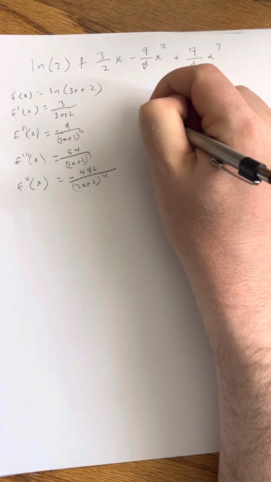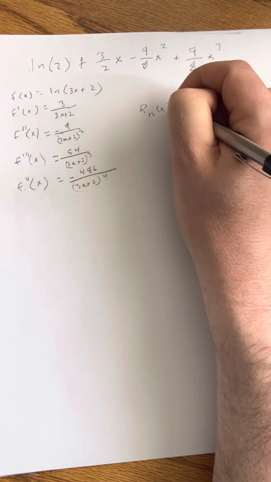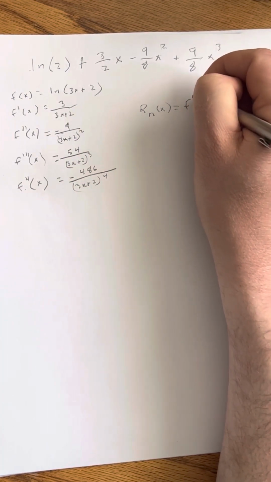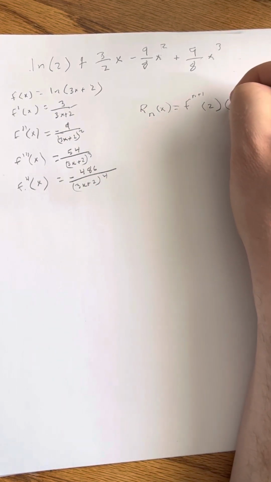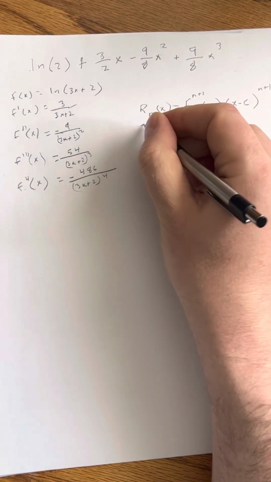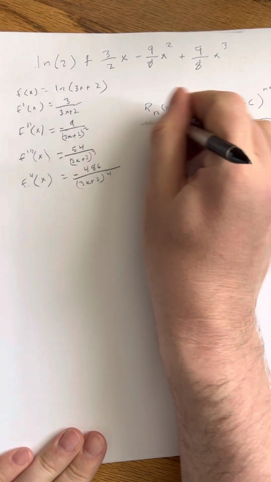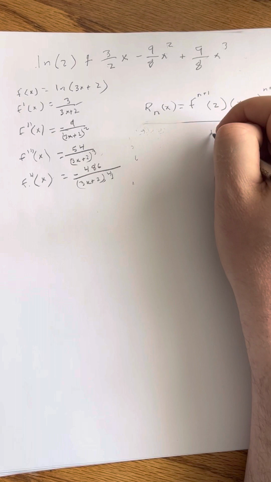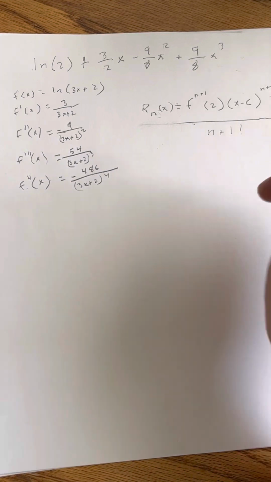Here's the equation for the remainder. Remainder at n of x is equal to f, the derivative of n plus 1 of z, times x minus c to the n plus 1, all over, sorry, that's not correct. Only the actual functions of it. All over n plus 1 factorial.